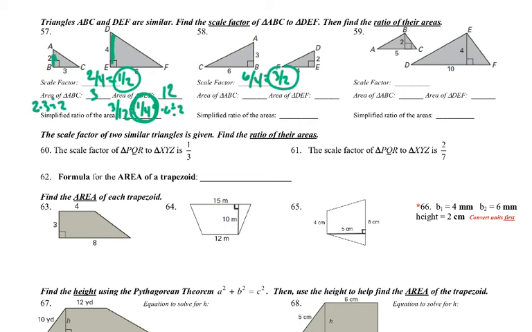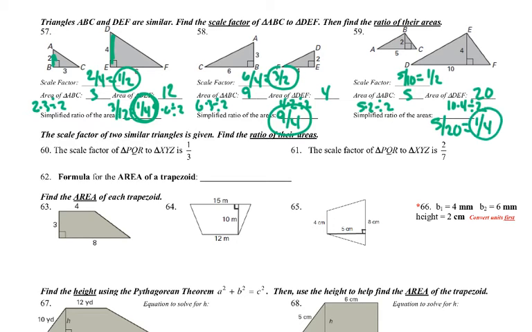Area, 6 times 3 divided by 2 for that triangle is 9. Area here, 4 times 2 divided by 2 is 4. So the ratio of the areas is 9/4. Again, the square of the scale factor. And then you could just finish this one out, the scale factor would be 1/2. 5 times 2 divided by 2 is 5 for that area. 10 times 4 divided by 2 is 20. Ratio of the areas 5 over 20 is 1/4. Again, the square of the scale factor.